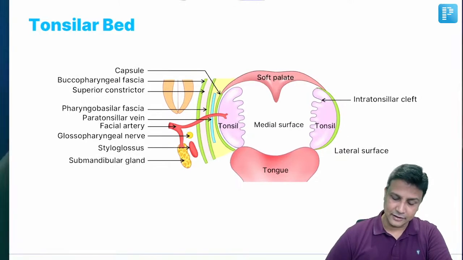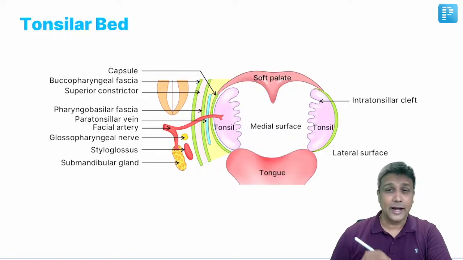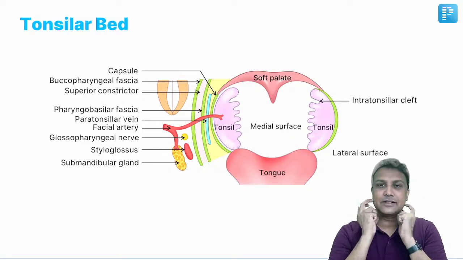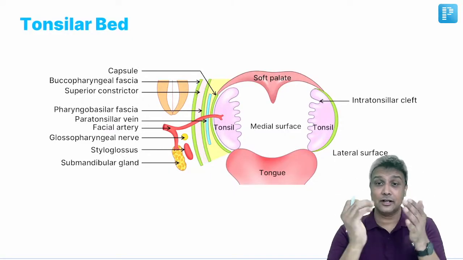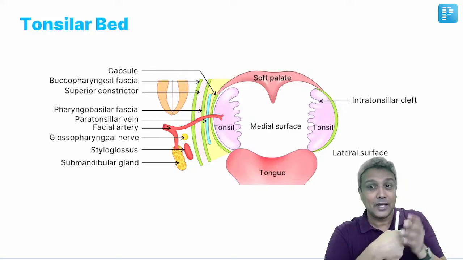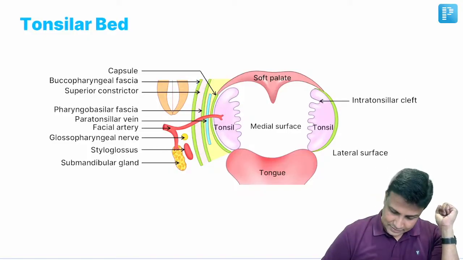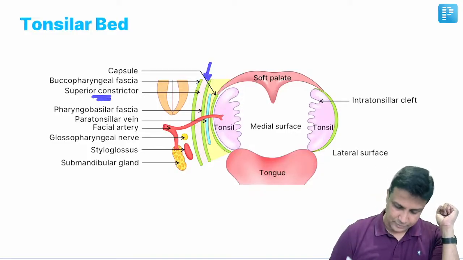And on the lateral side, the tonsil is actually covered by a capsule here. First of all, you'll be having the capsule. And please remember, the muscle present here will be the superior constrictor muscle. And inside that superior constrictor muscle, you're actually having the tonsil there. So this muscle here will be the superior constrictor muscle.